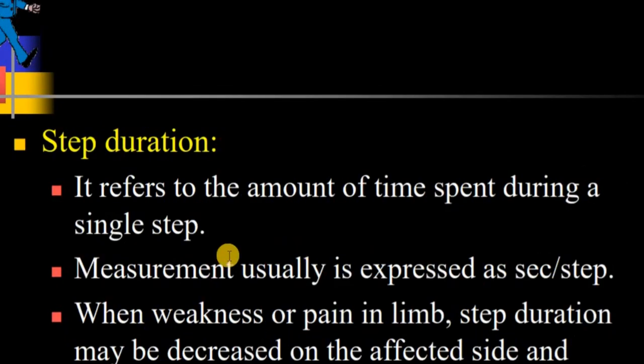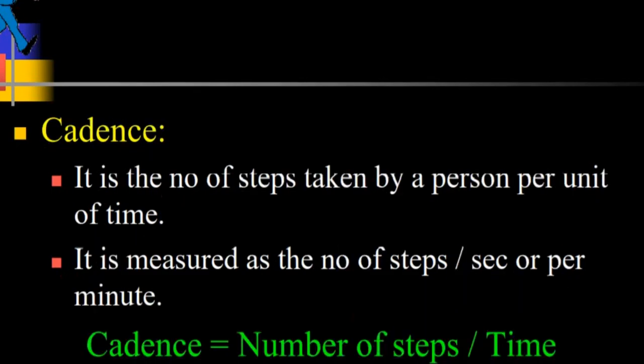Step duration. It refers to the amount of time spent during a single step. The measurement is usually expressed in seconds per step. With weakness or pain in the limb, step duration may be reduced on the affected side and increased on the unaffected side. Cadence. It is the number of steps taken by a person in a particular duration of time. It is measured in number of steps per minute. Cadence is equal to the number of steps divided by the duration of time.